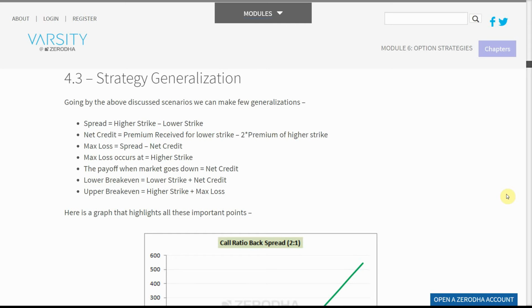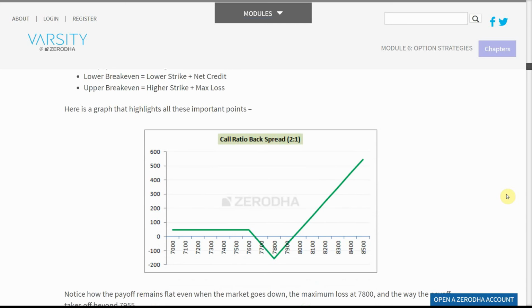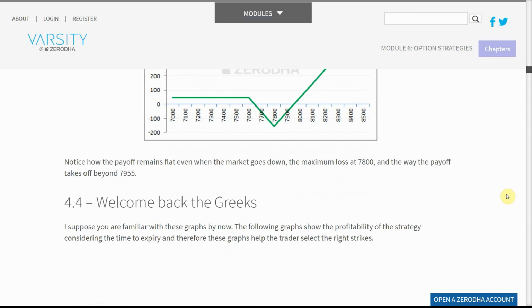Here is a graph that highlights all these important points. Notice how the payoff remains flat even when the market goes down. The maximum loss at 7,800. And the way the payoff takes off beyond 7,955.